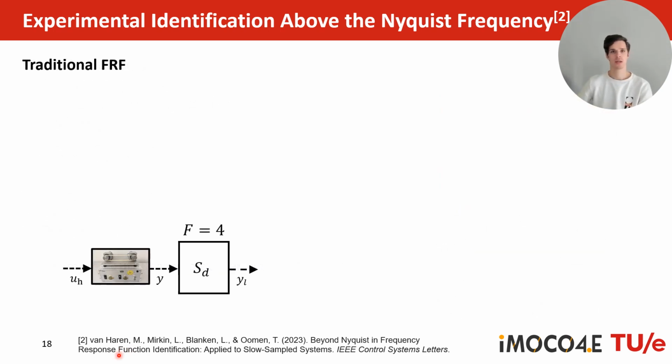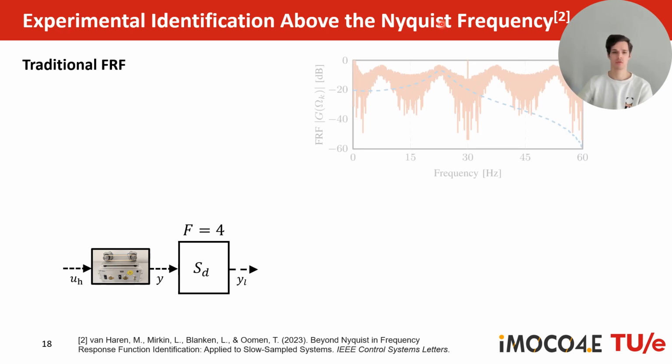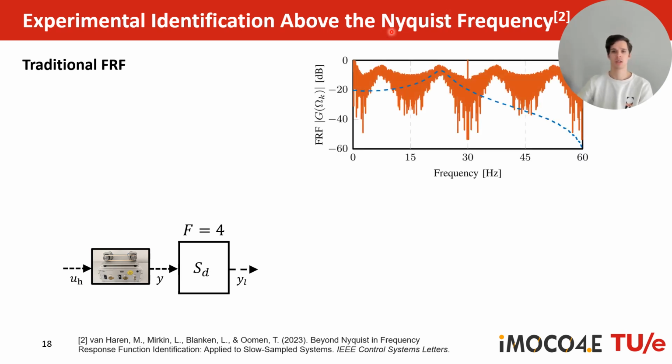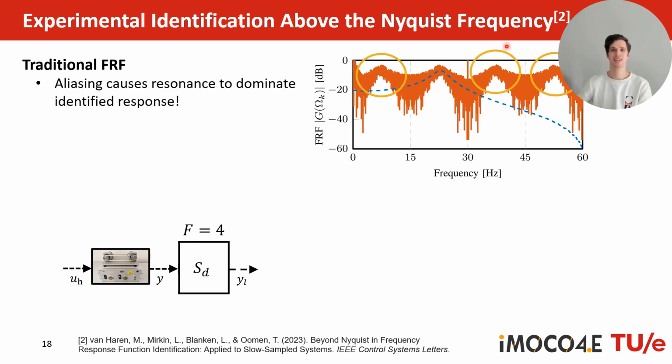So let's also take a look at a more concrete example for identification above the Nyquist frequency. If we take a look at the traditional frequency response function for this downsampled system, we would get the orange line shown over here. And the blue line is actually the true system. What you can clearly see is that aliasing causes the resonance around 18 Hz to dominate the identified response. And this is a clear mismatch in the system estimate, especially at the yellow circles here.